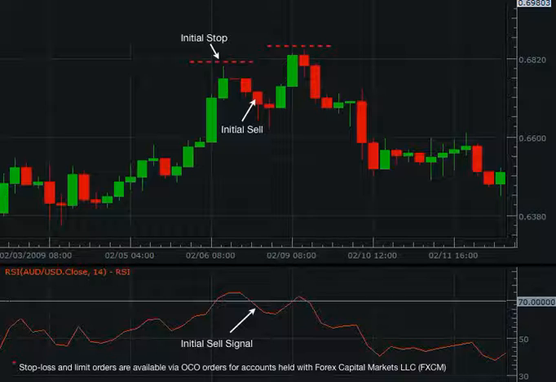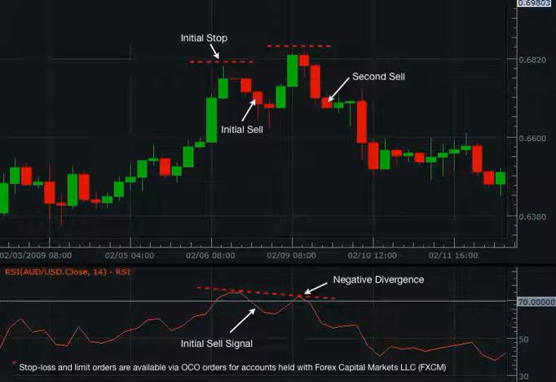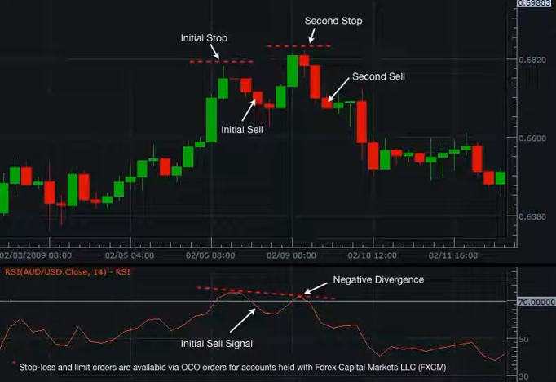Although the market moved up to a new high, stopping out the first trade, the RSI printed a lower high. This is negative divergence and signals an opportunity to enter into a second sell position. Traders will simply enter as the second move to below 70 is confirmed and place their protective buy stop above the higher high.